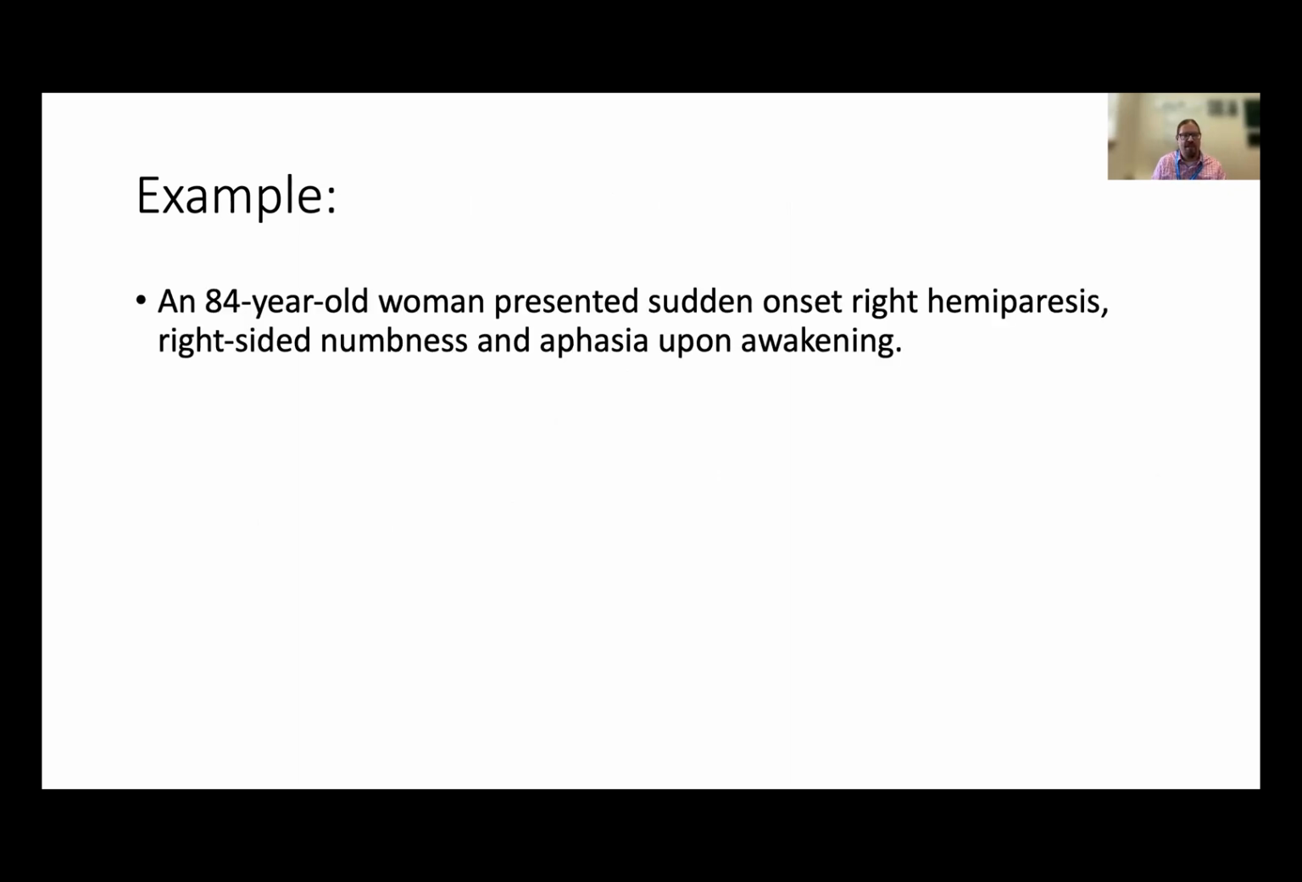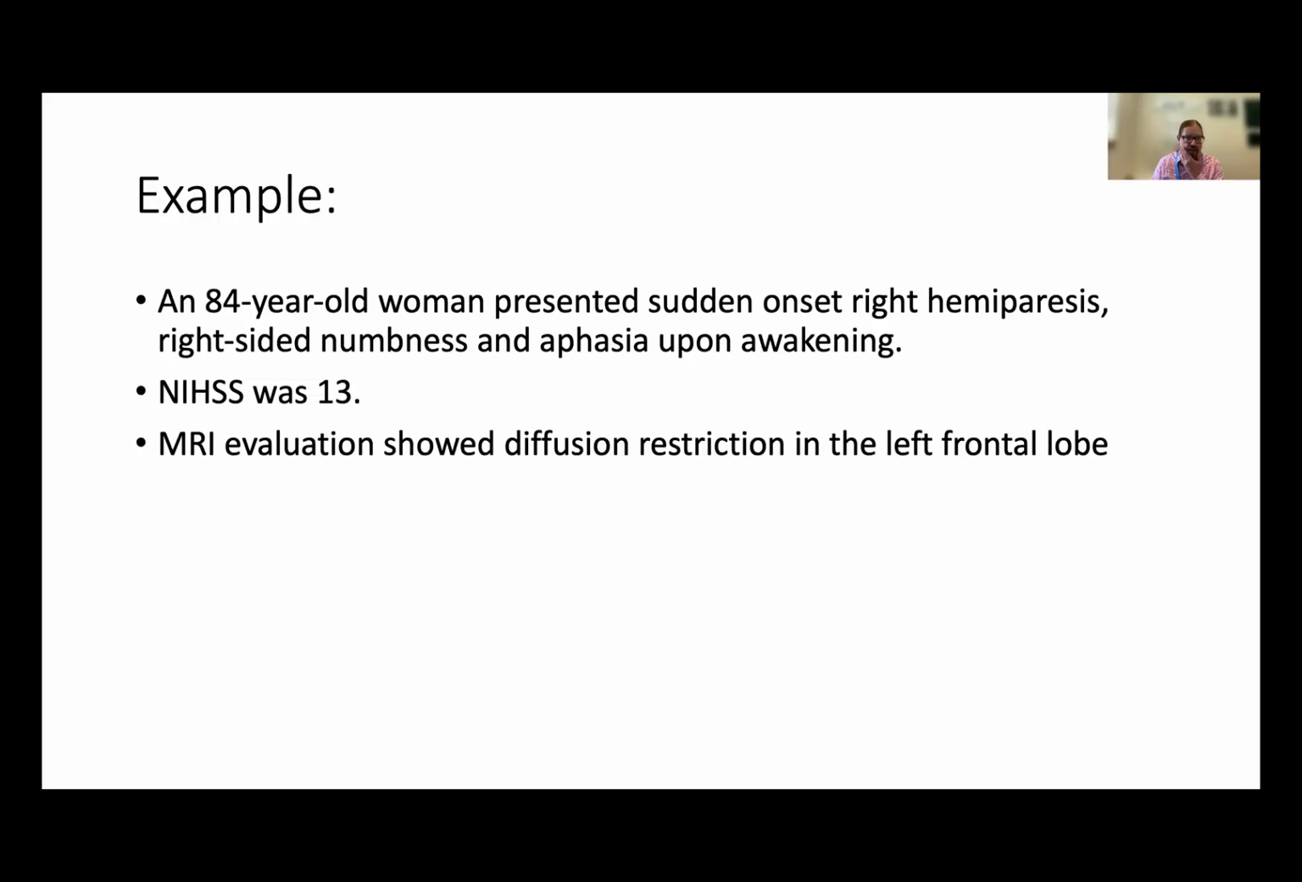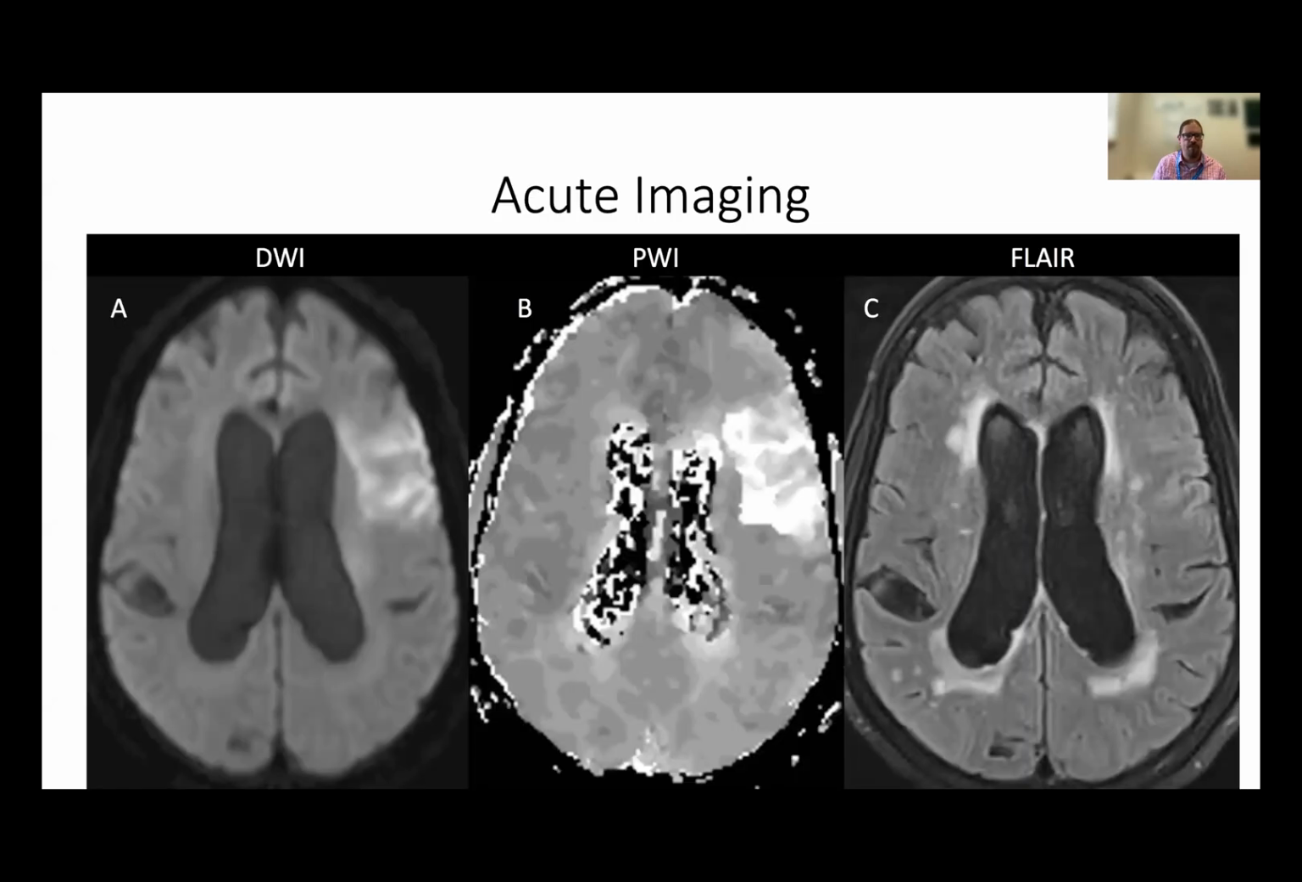So this was an 84-year-old woman who presented with sudden onset of right-sided hemiparesis and aphasia upon awakening. NIH stroke scale was 13. She had an MRI scan, because this was at the NIH. Everyone gets an MRI. Everyone gets a million MRIs. And the MRI showed restricted diffusion in the left frontal lobe. So this is the imaging for that patient.